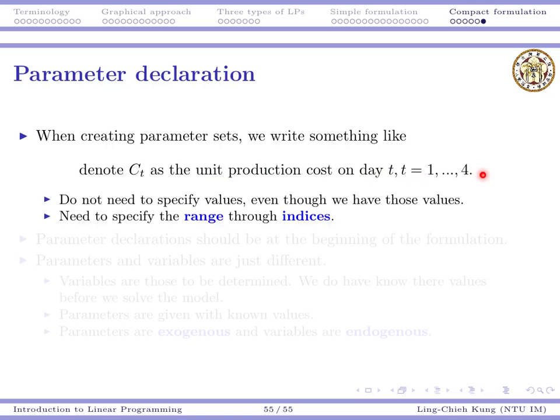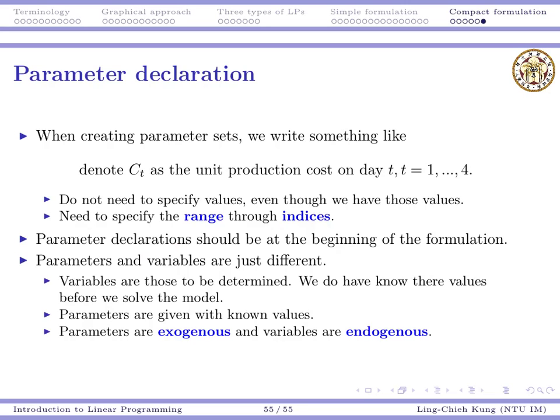Also, you need to specify the range through indexes. This t from 1 to 4 is also required, just as those for all statements. Otherwise, no one knows what you are talking about for small t. Parameter declarations should also be put at the beginning of the formulation. Again, before you use something, you need to tell us what it is, just as what you are doing for decision variables.